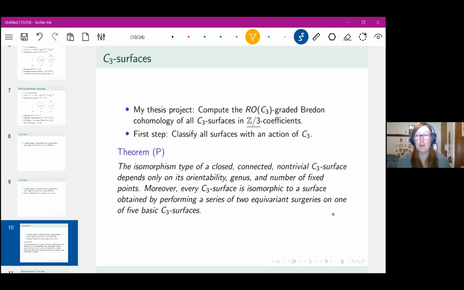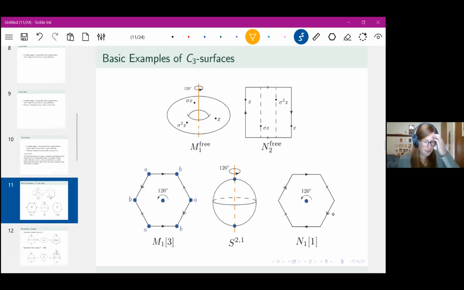So I was able to show that the isomorphism type of a closed, connected, non-trivial C3 surface depends only on whether or not it's orientable, the genus of the surface, and the number of fixed points it has. And I was also able to describe the isomorphism classes. So every isomorphism class is represented by some surface obtained by starting with one of 5 basic examples of a C3 surface and then performing some number of these equivariant surgeries on it.